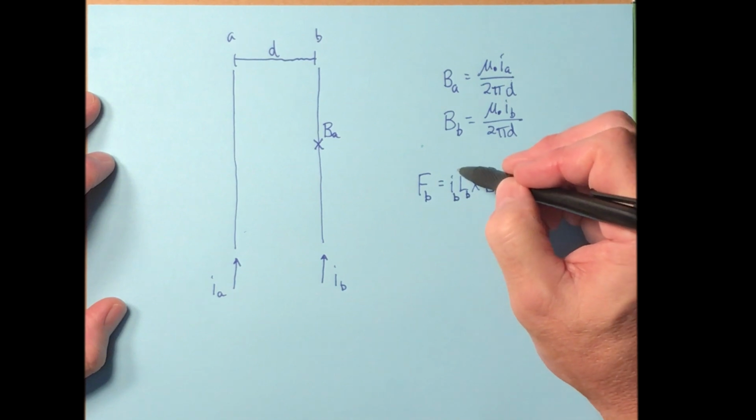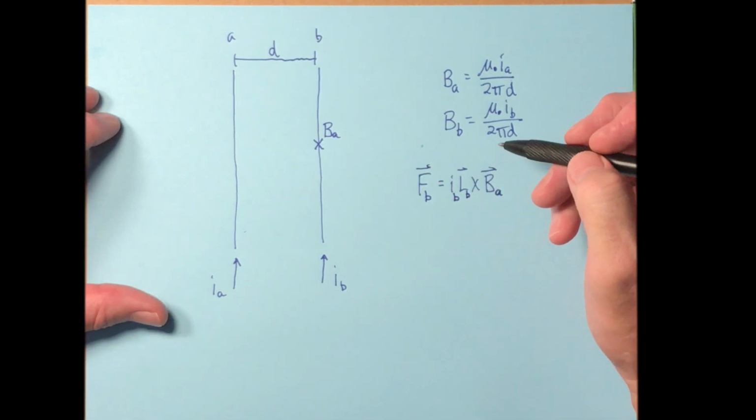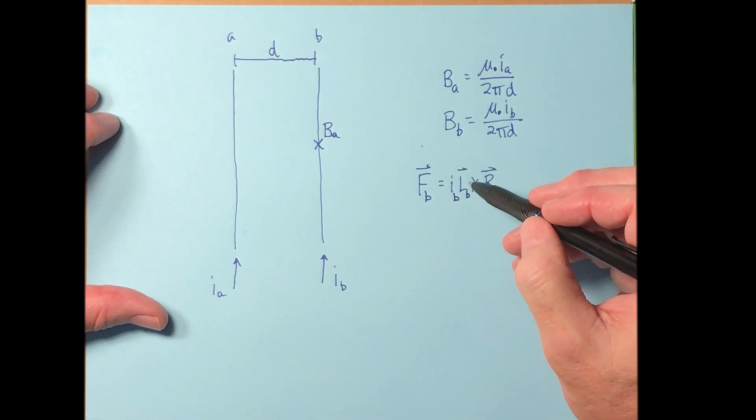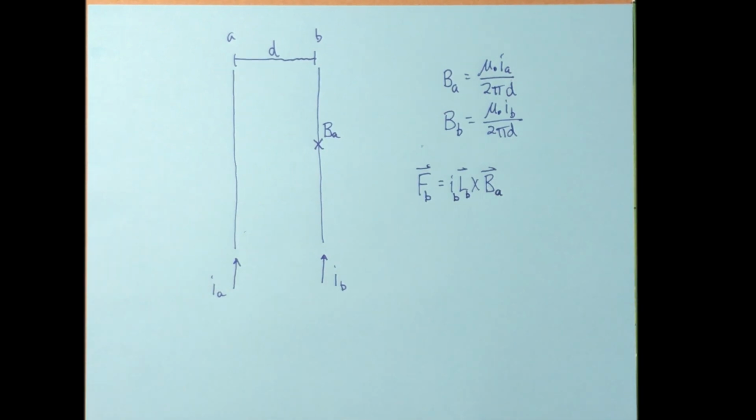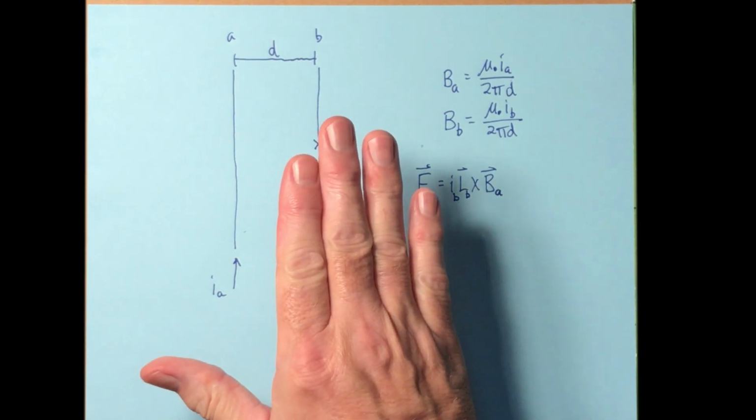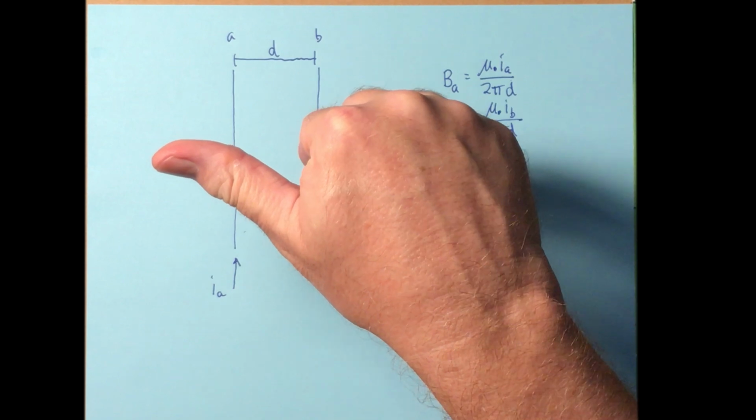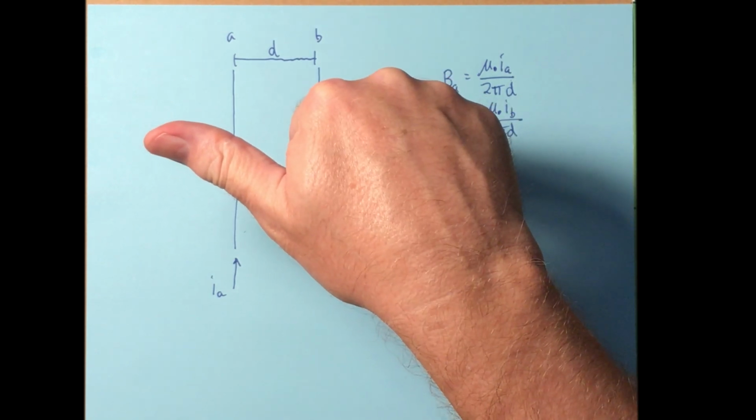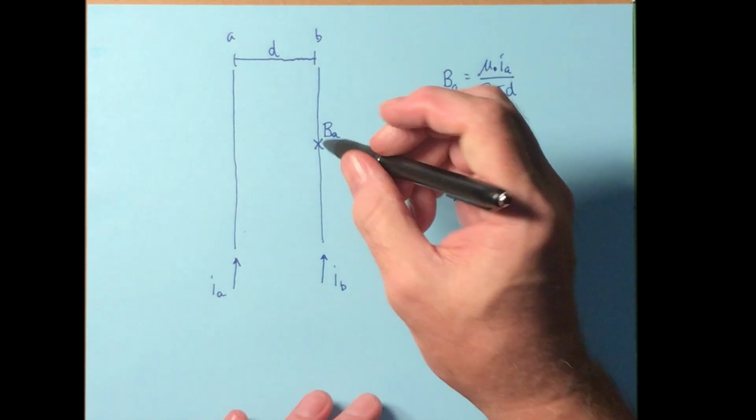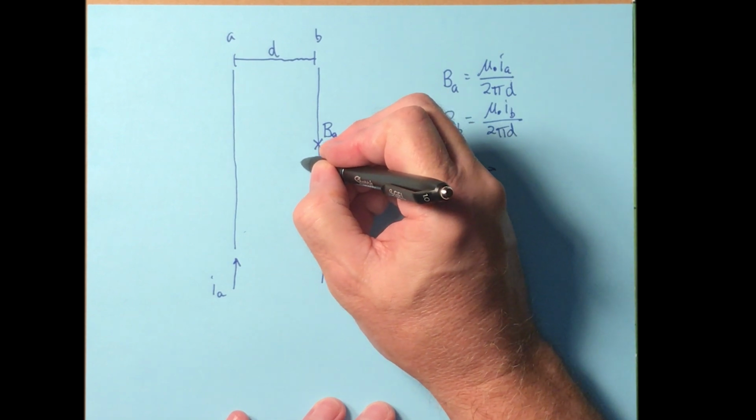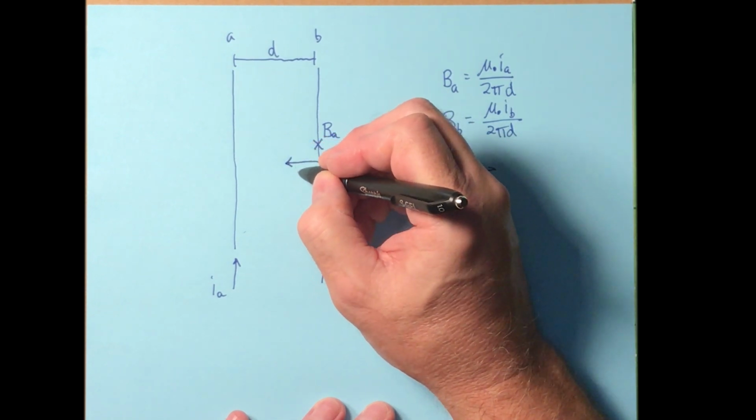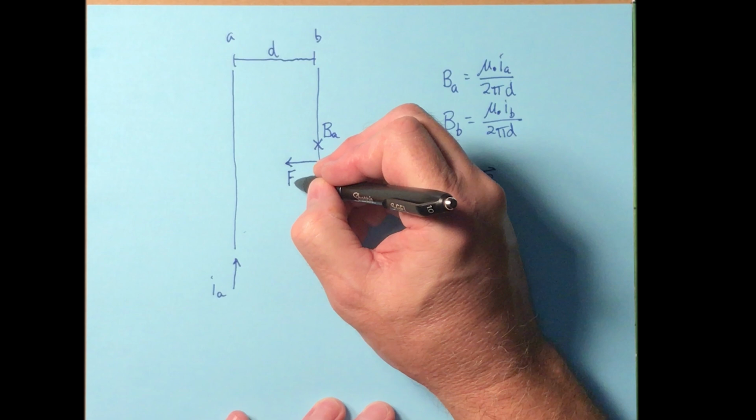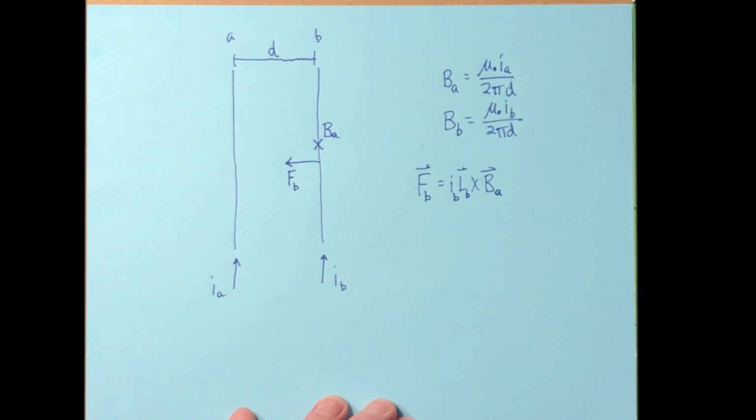All right, so there's the equation. Then what's the direction? Well, a cross product tells you the direction of I L cross B, where B is B sub A, that's into the paper. There's going to be a force on this wire in that direction. So that's the force on B.